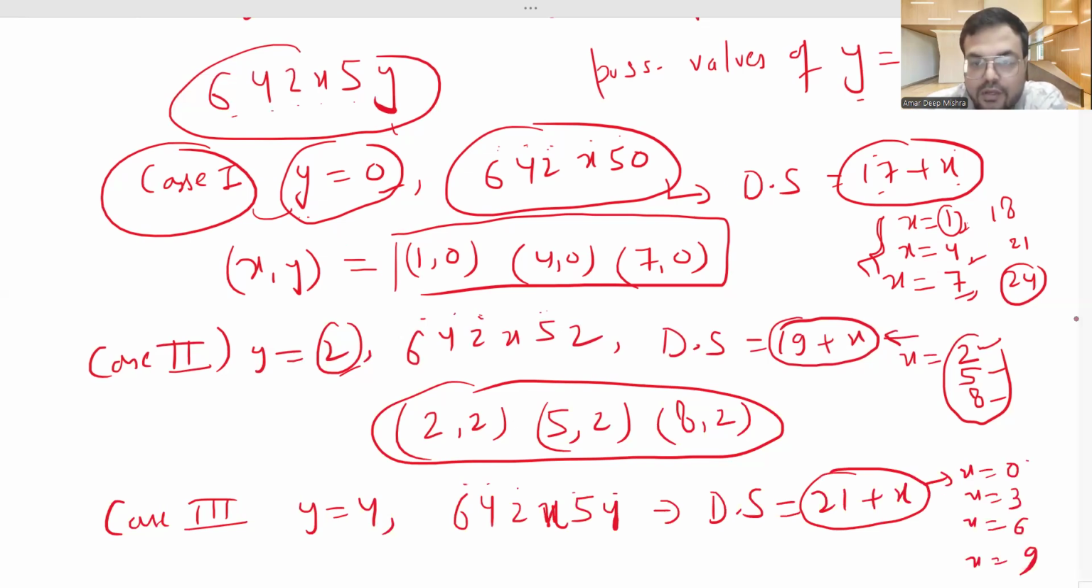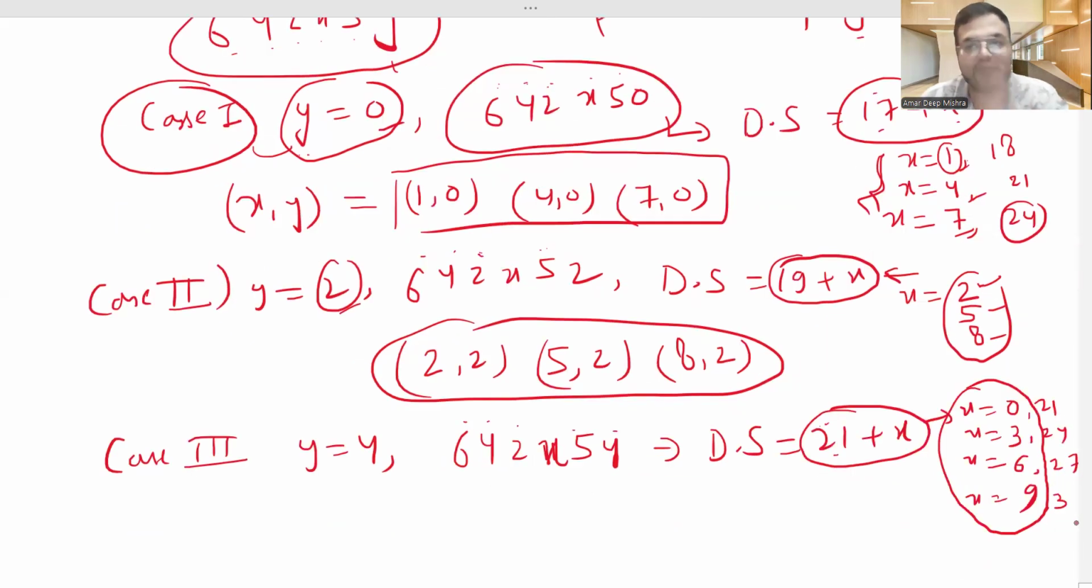If you take 0, the digit sum will become 21 plus 0, 21. If you take x equals 3, the digit sum will become 21 plus 3, that is 24. If you take x equals 6, the digit sum will become 21 plus 6, that is 27. And if you take x equals 9, the digit sum will become 21 plus 9, that is 30. Okay. So from here you got 4 possible values of x. That means 4 pairs of x comma y.